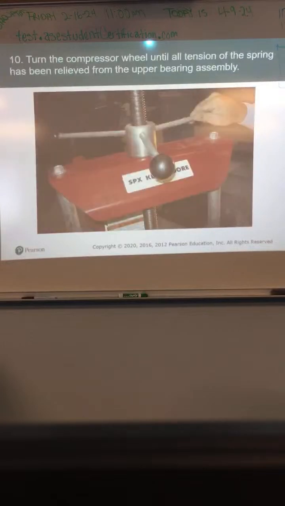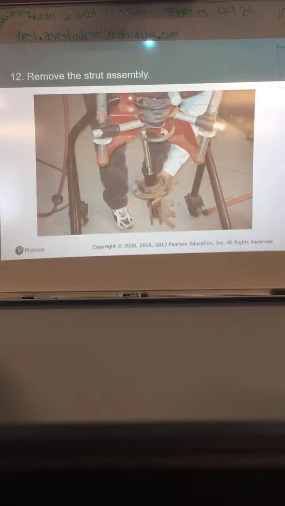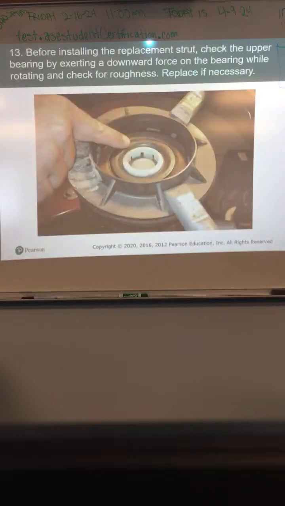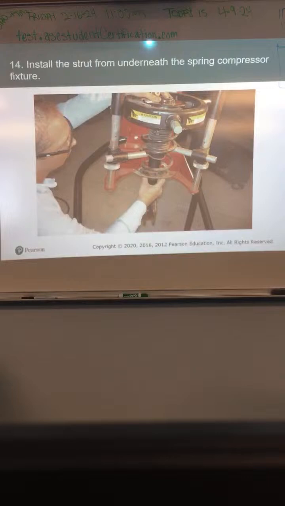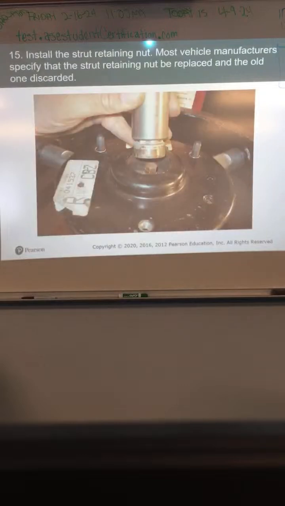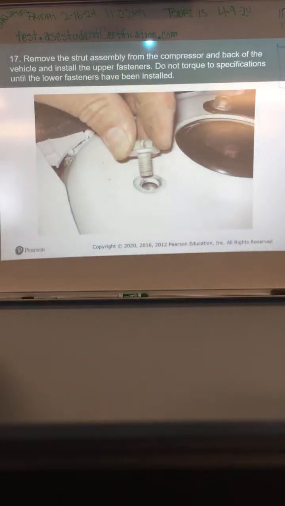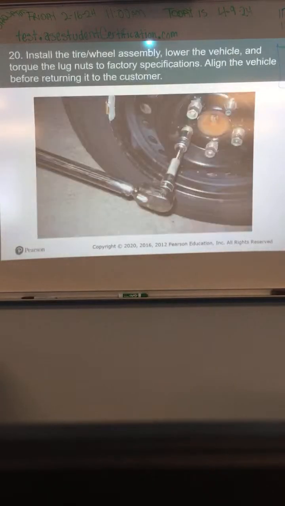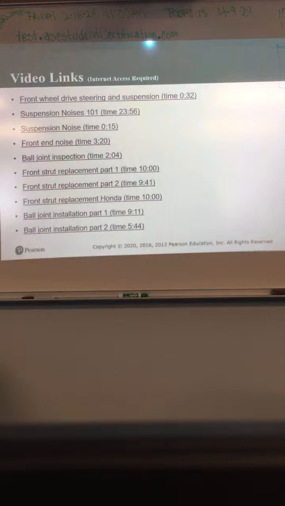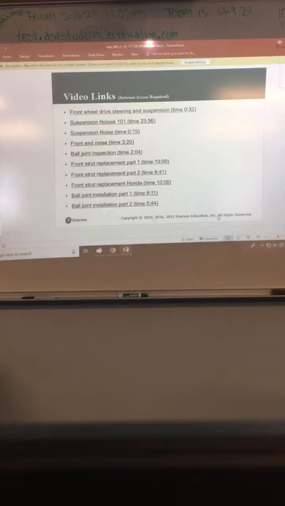This is being put in a spring compressor, which, again, I would definitely have somebody help you with that, or do it for you so you can watch and see how it's done. If you've never done one, I wouldn't do it by yourself, okay? Have somebody help you. And then the reinstall, honestly, it's an easy job, especially if you don't have to change the springs.